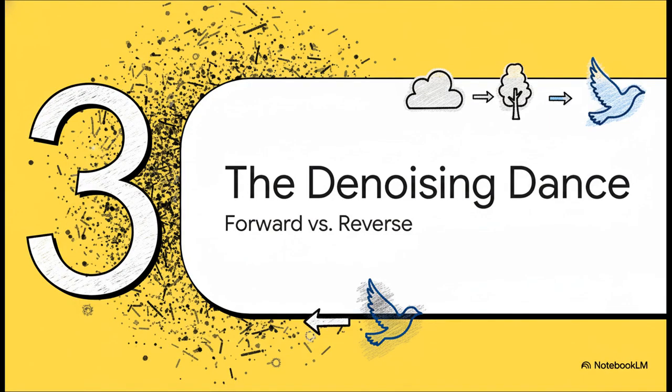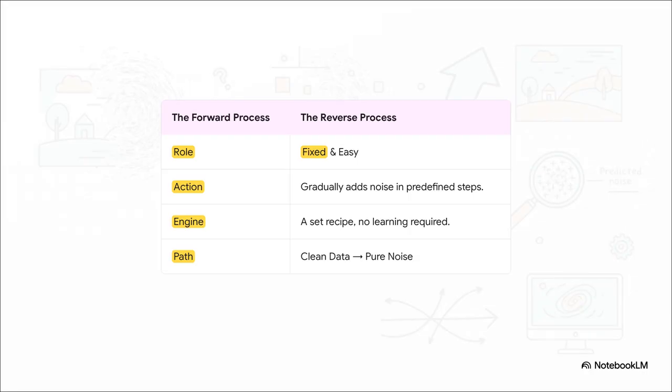All right, so this whole process is kind of like a dance with two very distinct parts. To really get it, we need to look at both of them: the forward march into chaos, and then the carefully learned steps that lead all the way back to clarity. So the forward process is dead simple. It's just a fixed recipe for adding noise step by step. There's no intelligence required here at all.